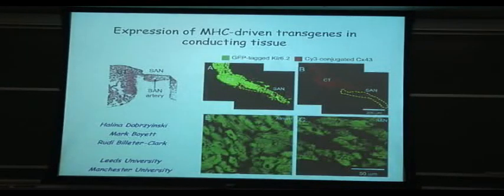Now, I'd like to think that some of this is going on because of effects in the conducting tissue, and this just shows some slides that were generated by Helena Dobrzynski, who is with Mark Boyett now at Manchester University. What they've done is section mouse hearts. This shows crista terminalis, and this is the SA node region of the heart.